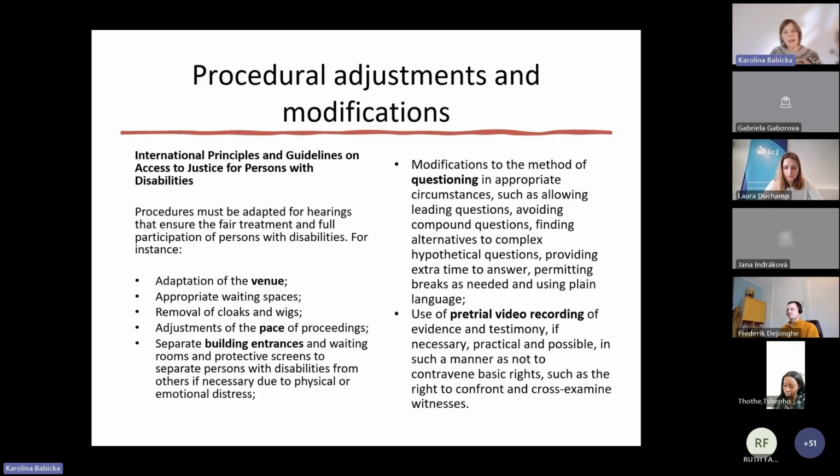Third, I would mention a wide range of procedural adjustments and modifications that can be done based on the needs of the person in question. International standards provide a wide range of examples of what could be put in place, and there's also further guidance on how to do it. So for instance, adaptation of the venue, appropriate waiting spaces, removal of formalities such as cloaks or wigs, adjustment of the pace of the proceedings, having separate building entrances, modifications of methods of questioning, or the use of pretrial video recording of evidence or testimony.